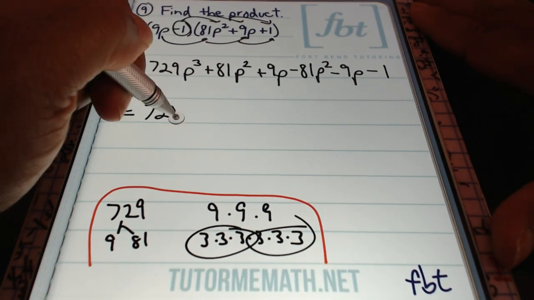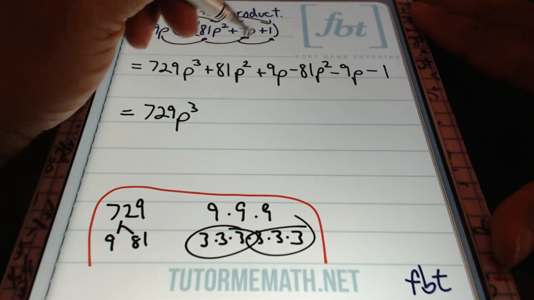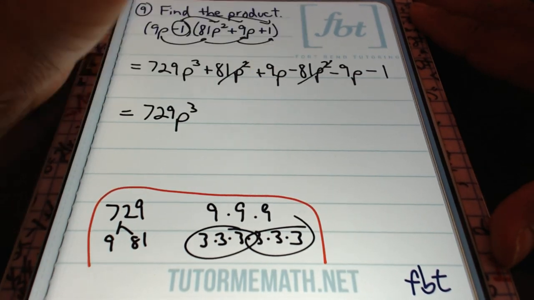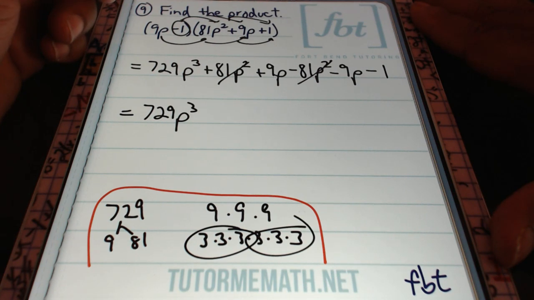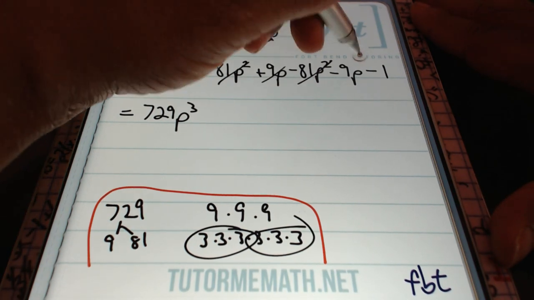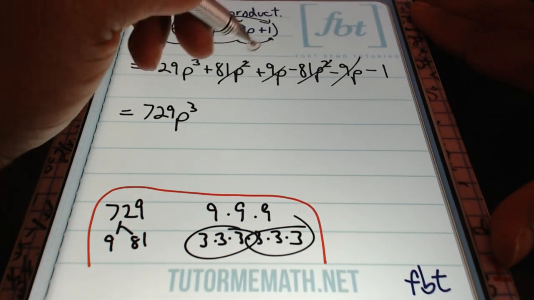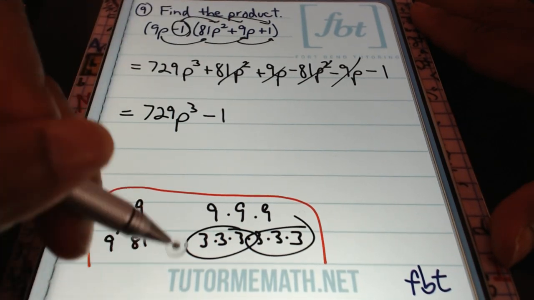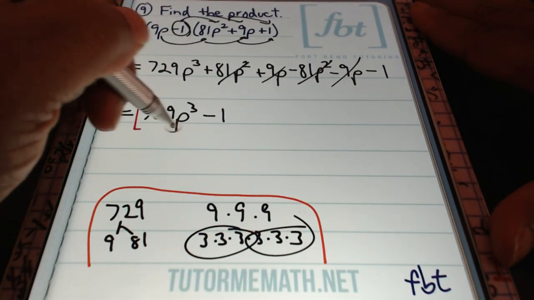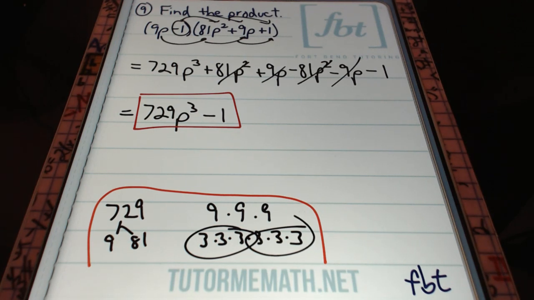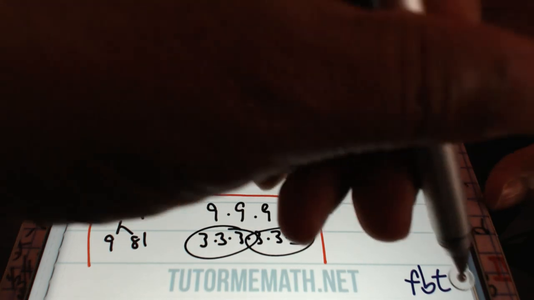We have 729p cubed. Our p squared terms will cancel out, guys. They're gone. 81p squared minus 81p squared. It's gone. The 7p minus the 7p is gone, and we're left with minus 1. So that's our answer. This result is called a difference of cubes. There it is. 729p cubed minus 1 is the answer to problem number 9.